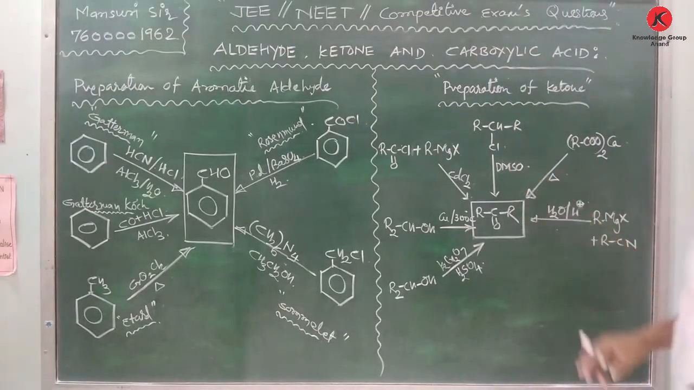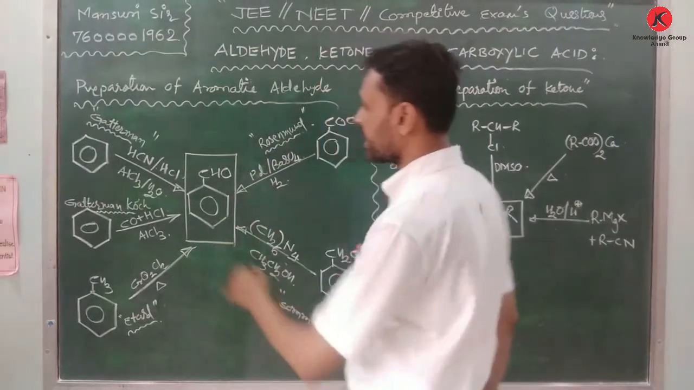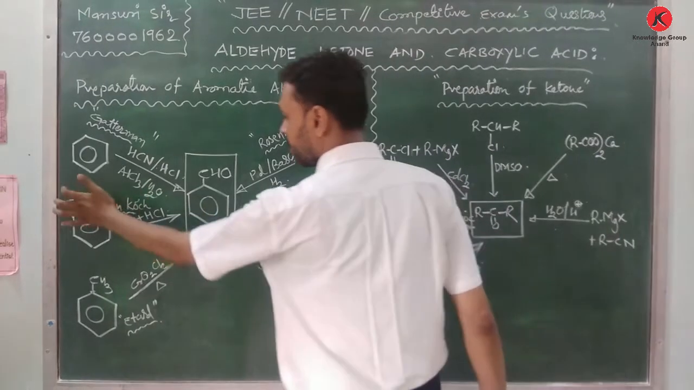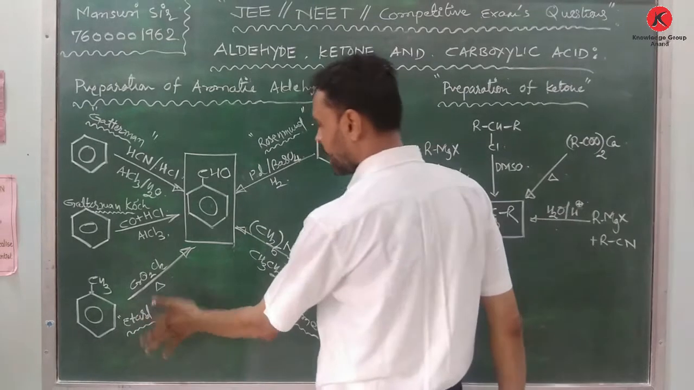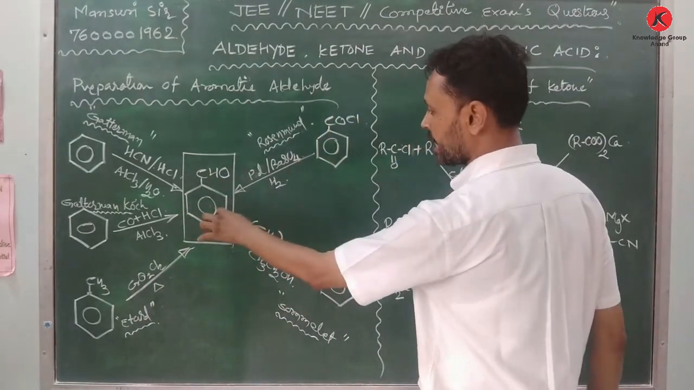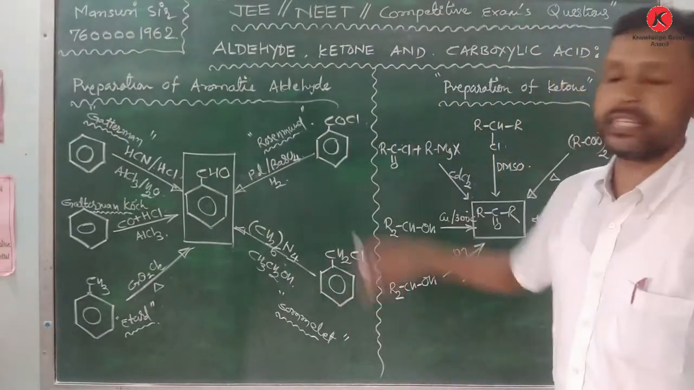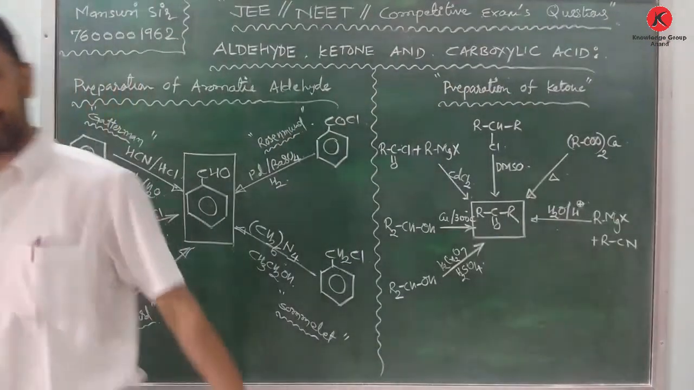First of all, let me take preparation of aromatic aldehyde. By Gattermann reaction, you can obtain benzaldehyde. By Gattermann-Koch, you can obtain benzaldehyde. By Etard reaction, you can obtain benzaldehyde. By Rosenmund reaction, you can obtain benzaldehyde. And by Sommelet reaction, we can obtain benzaldehyde.